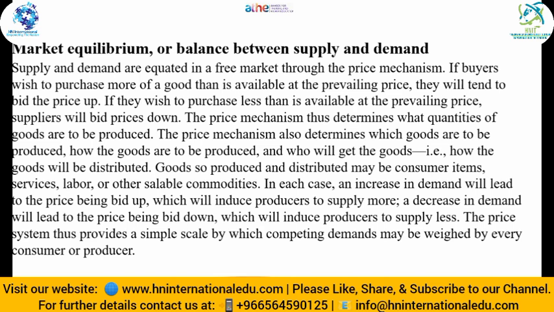Goods so produced and distributed may be consumer items, services, labor, or other saleable commodities. In each case, an increase in demand will lead to the price being bid up, which will induce producers to supply more. A decrease in demand will lead to the price being bid down, which will induce the producers to supply less. The price system thus provides a simple scale by which competing demands will be paid by every consumer or producer.